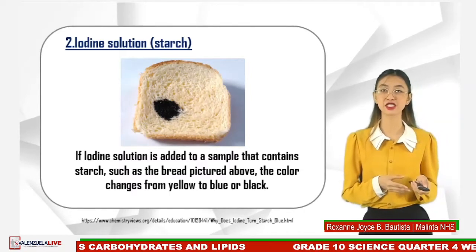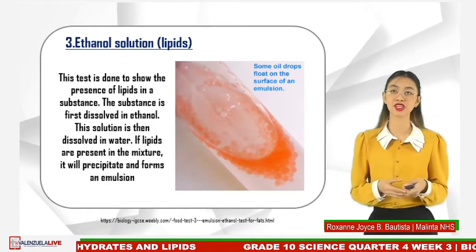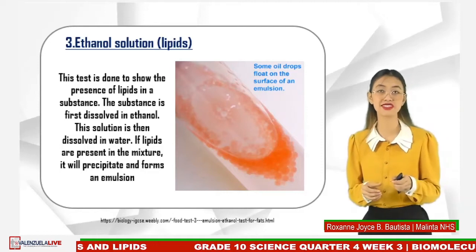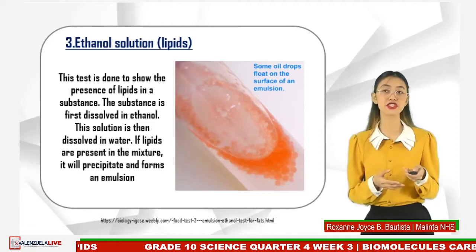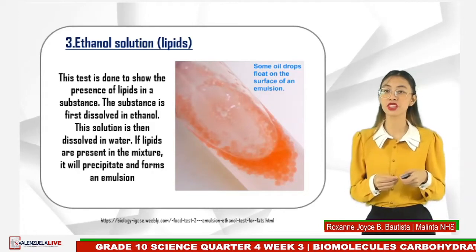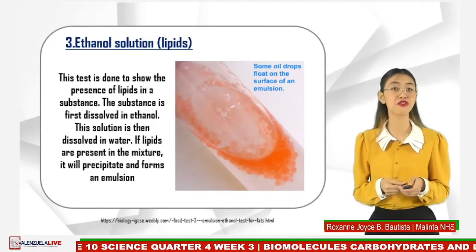Next, we have the ethanol solution. This test is done to show the presence of lipids in a substance. If the substance is first dissolved in ethanol, this solution is then dissolved in water. If lipids are present in the mixture, it will precipitate and form an emulsion.